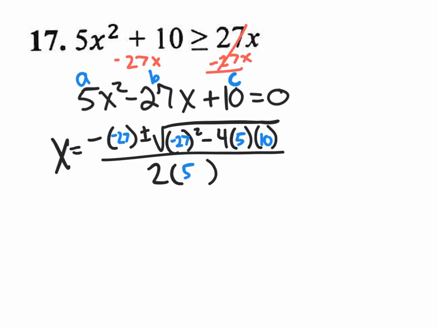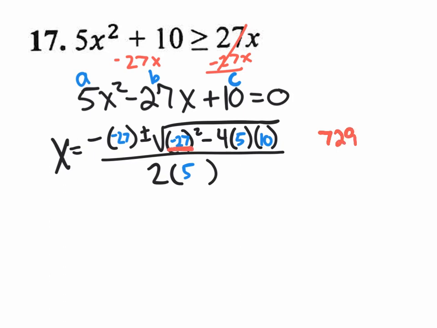So we need a calculator, guys. Help me out. Get a calculator and go ahead and do negative 27 squared in parentheses. It's going to be just 27 squared. What's the answer there? 729? 729. Okay. So 27 squared is 729.